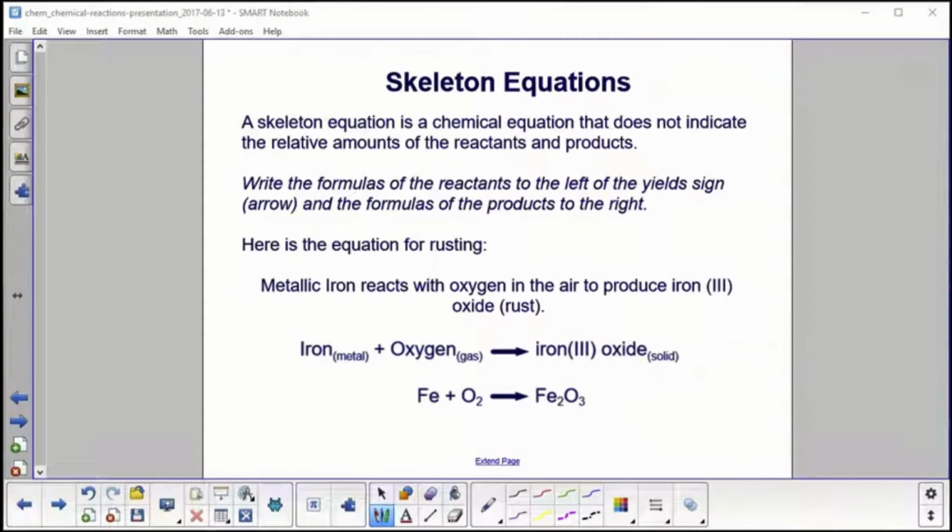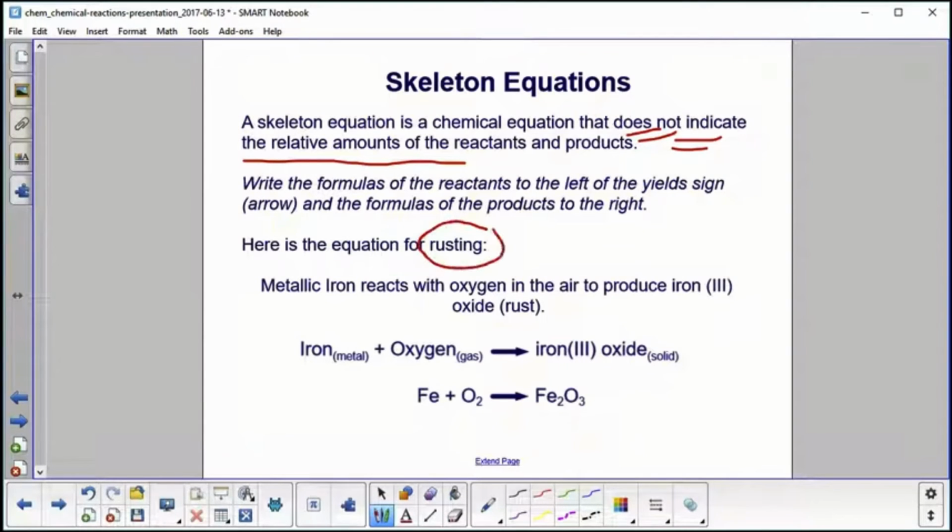We're going to build this up from simple to complex. We're going to start with skeleton equations. That is a chemical equation that does not indicate the relative amounts of the reactants and products. So the way to do that is you write the formulas of the reactants to the left of the yield sign and the formulas of the products to the right.